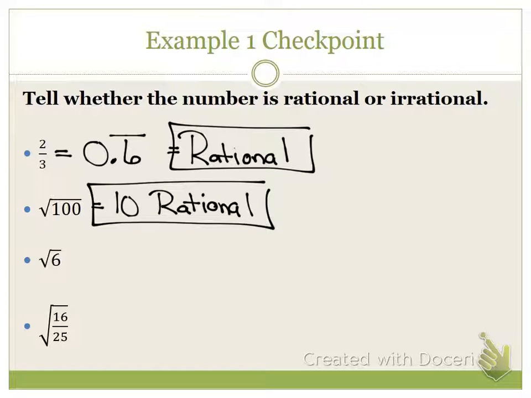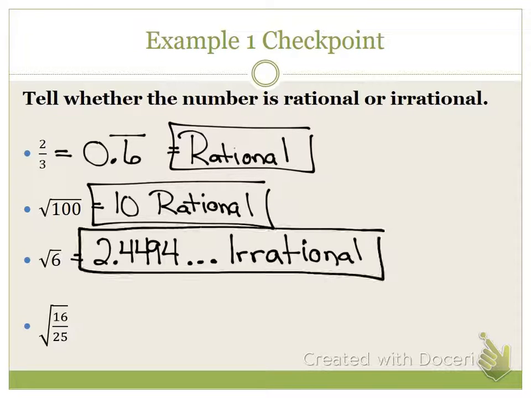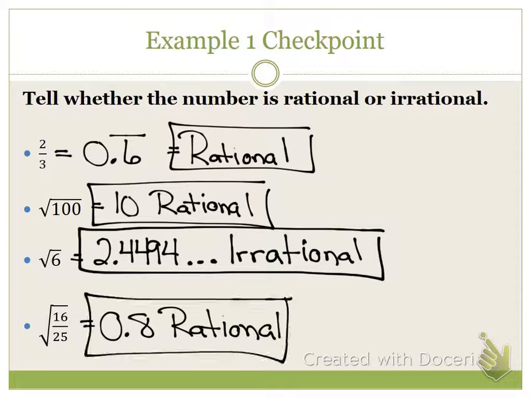What about square root of 6? 2.4494. Yeah, so write down the first few decimals and then a ... after that to show that it keeps going forever, and then you say it's irrational. What about the square root of 16 over 25? 0.8. Okay, so that's basically what you need to know. Now we are going to do a couple other examples, but this one's definitely the most important part, how to tell whether or not a number is rational or irrational.